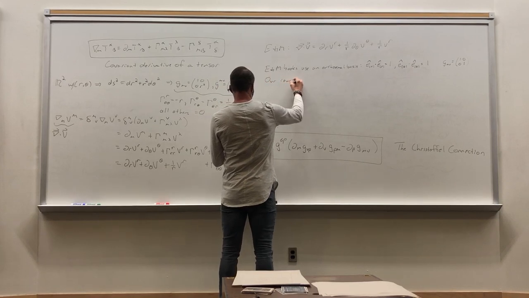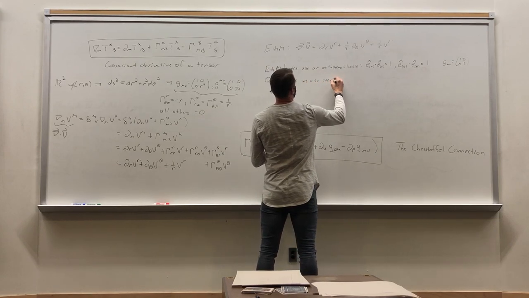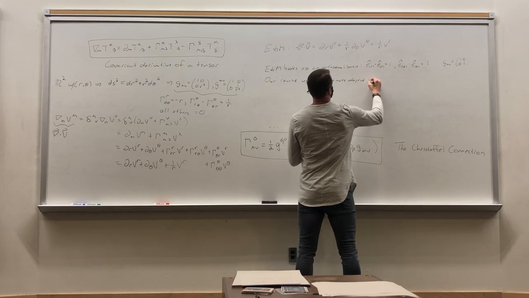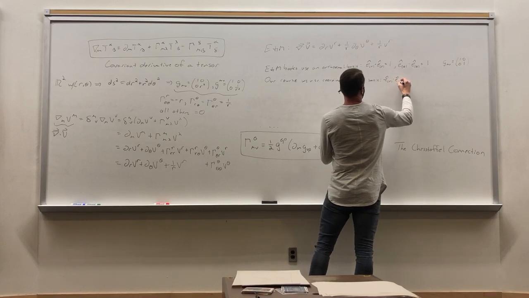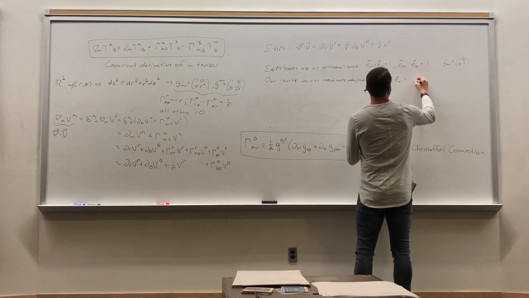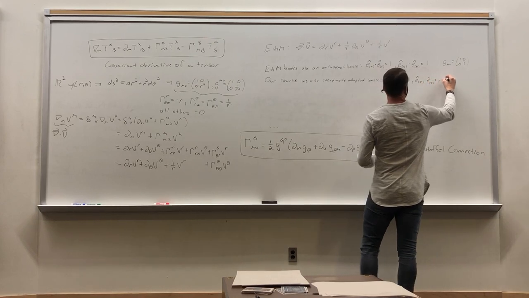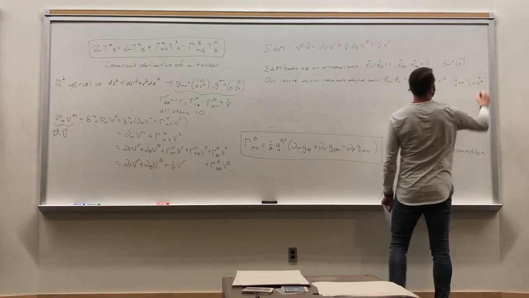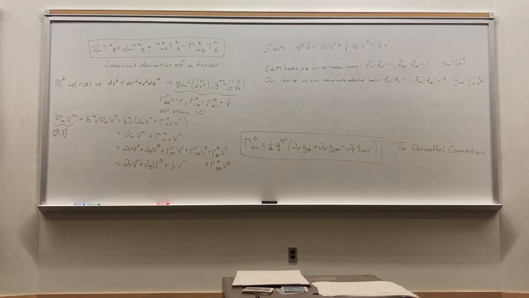In our course, we use a coordinate adaptive basis. That is, e hat r dot e hat r equals 1. E hat theta dot e hat theta equals r squared, because our metric is given by 1, 0, 0, r squared. Okay?